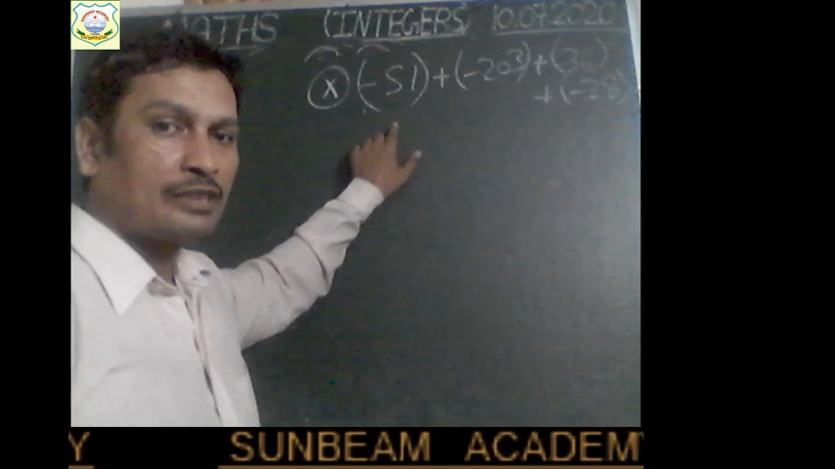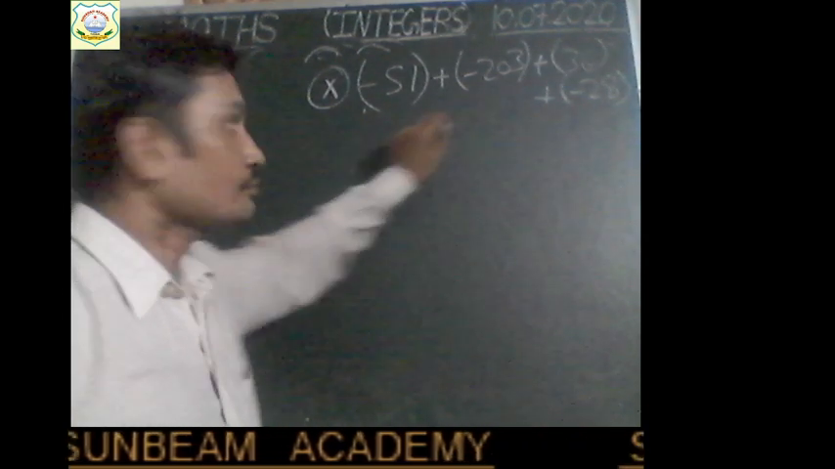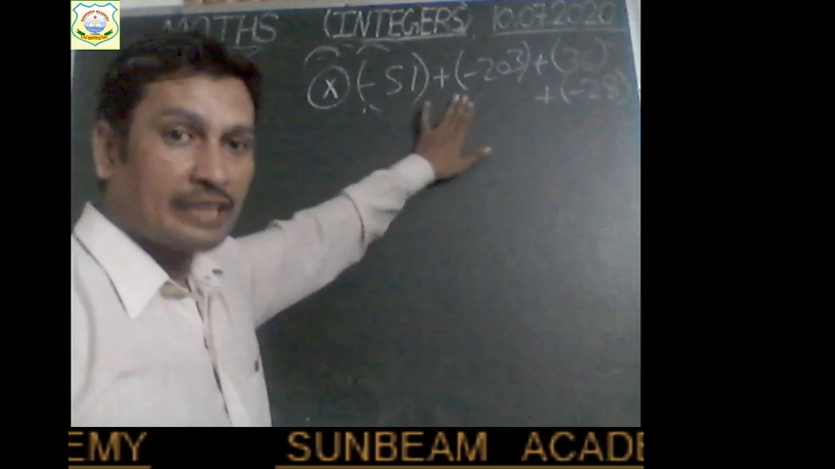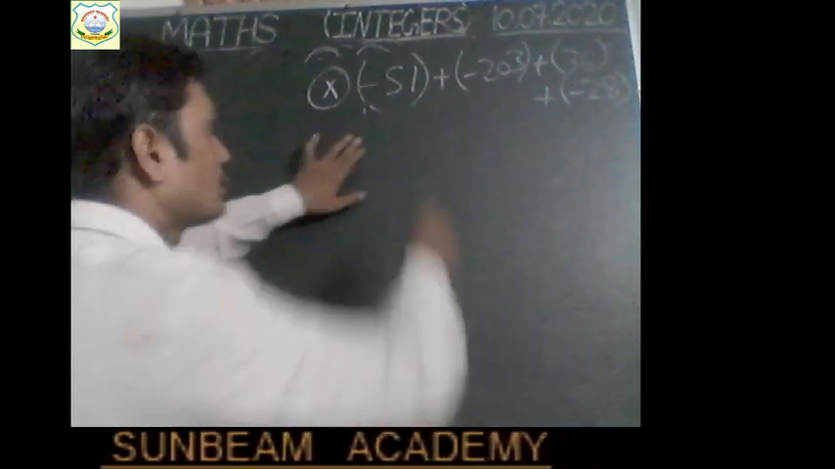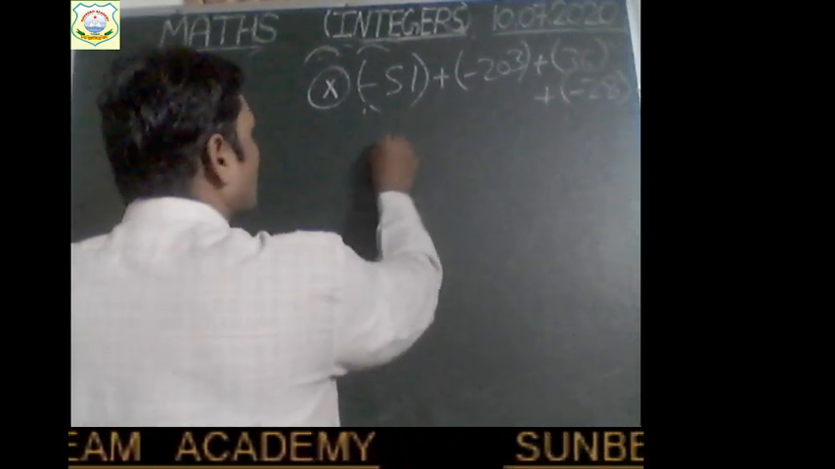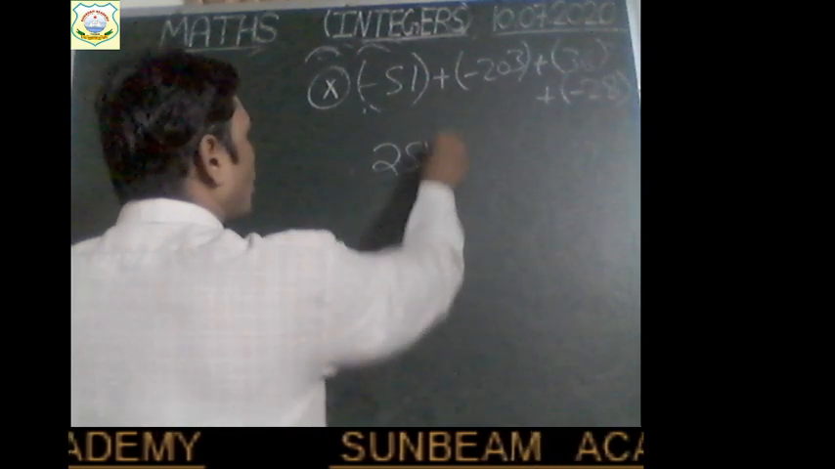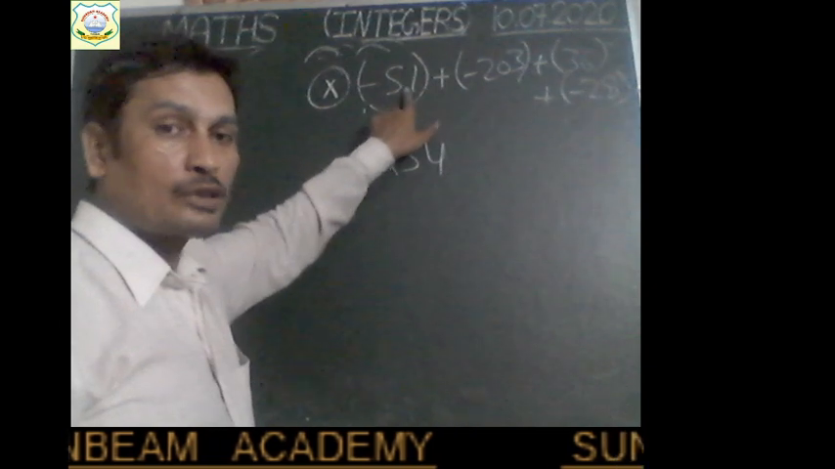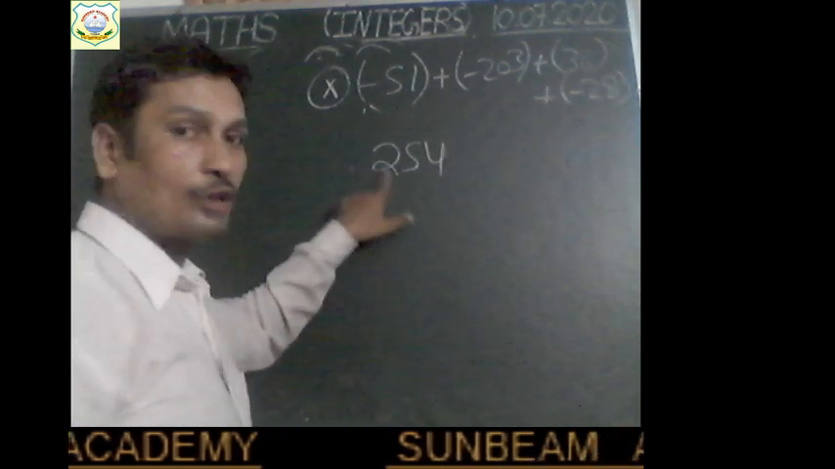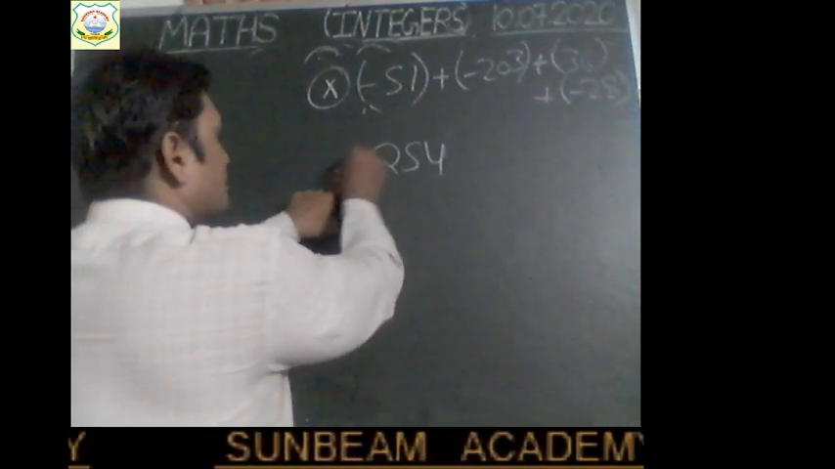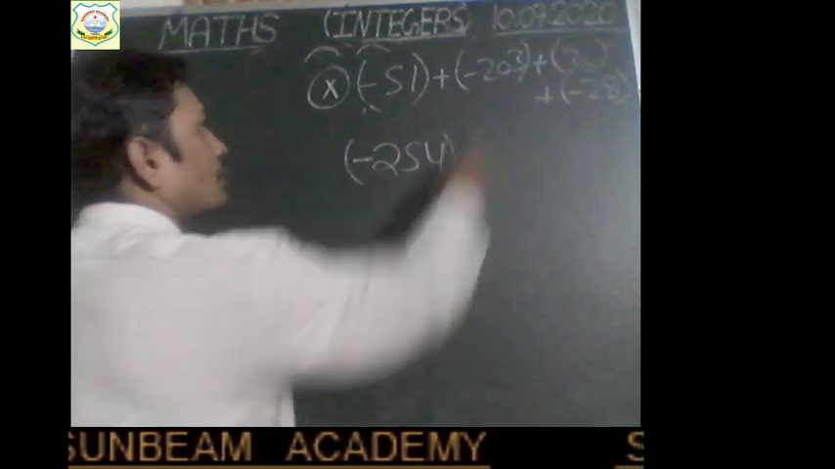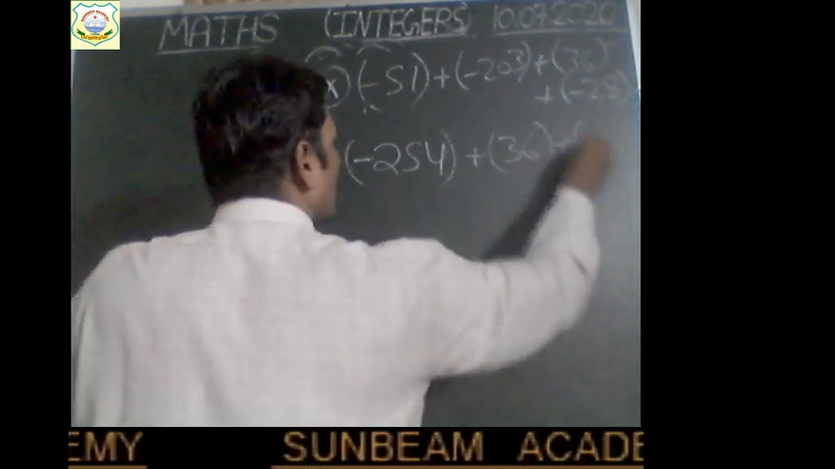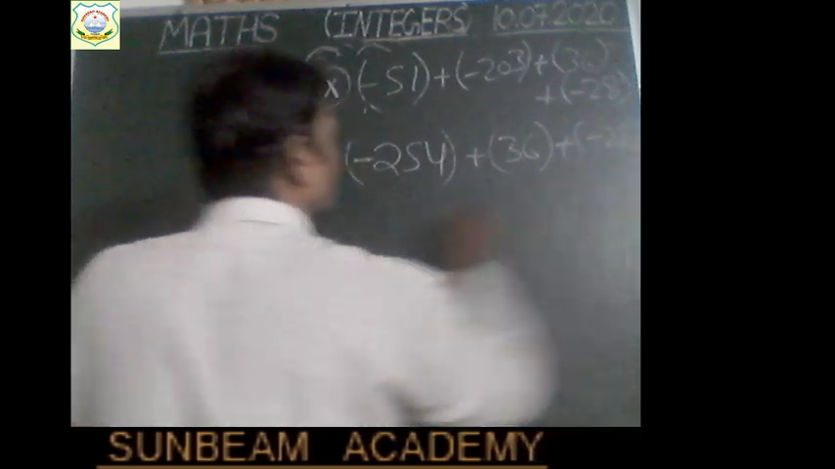So we will start with first and second integer. Minus 51 and minus 203. Both are having same sign, so they will be added. So add these two. What we will get? We will get 254. And both are having same sign. Both are negative. So their sum will also be negative. Minus 254 plus 36 plus minus 28.